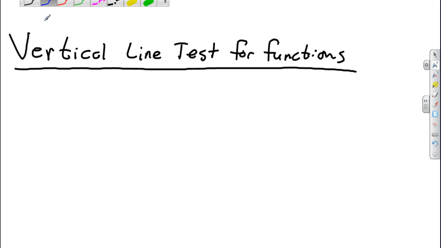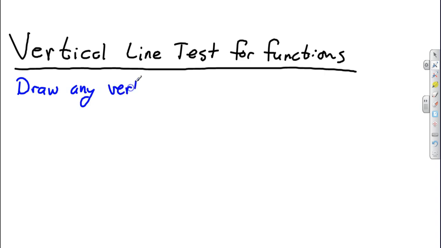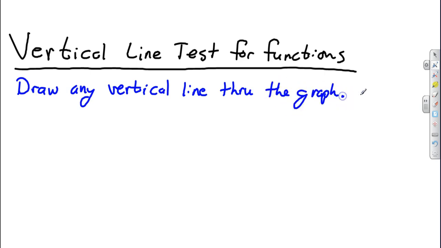So with the vertical line test, you can draw any amount of lines. You can draw 1, you can draw 100, doesn't matter. Anywhere you can draw a vertical line, go back and draw a vertical line through it. If you can only hit the graph one time with every vertical line that's in there, it is a function.